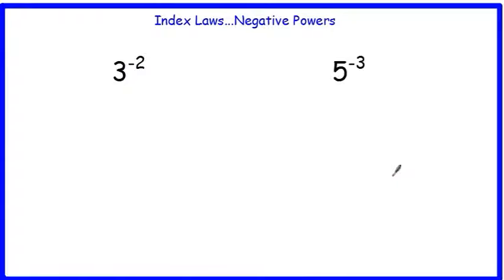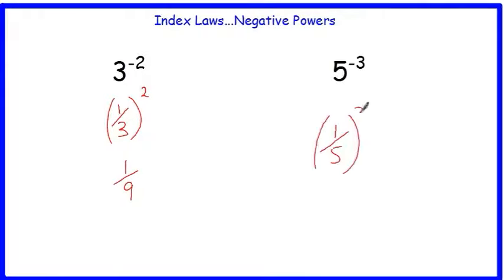Okay, same idea. Reciprocal is 1/3, and that squared is 1 over 9, 1 squared and 3 squared. 1 over 5 to the power of 3: cube 1 and cube 5 is 125.